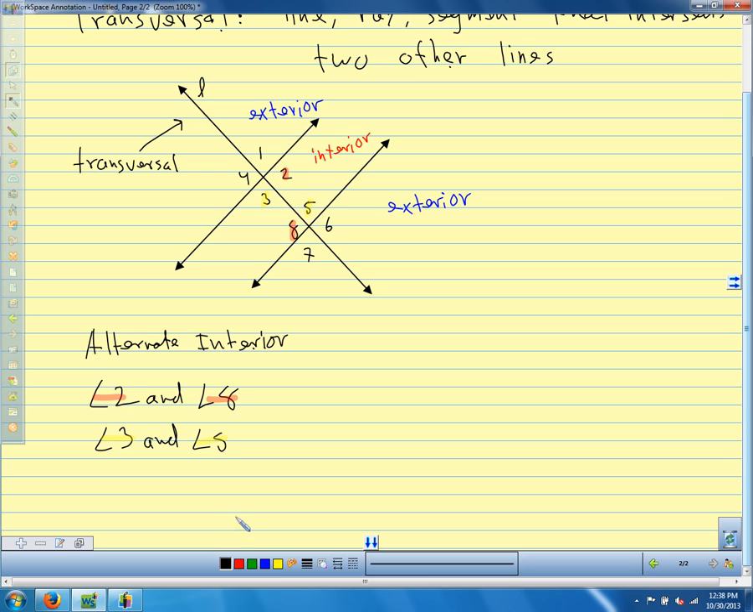We'll fill in the bottom of that box that says alternate interior angles are. We'll get to that part a little later in the chapter. In the middle on the top, it says corresponding angles.